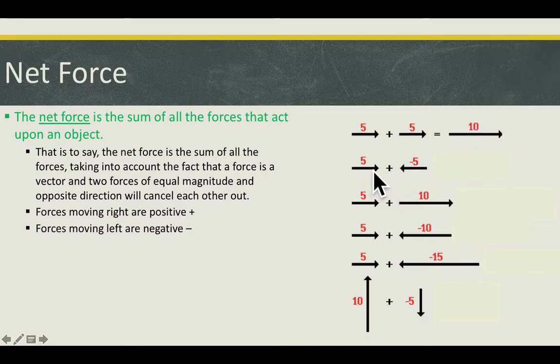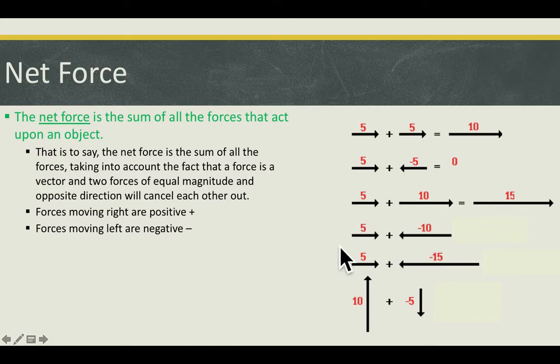This next one shows a situation where we have 5 newtons to the right and 5 newtons to the left. These two act in opposite directions, with different algebraic signs but the same magnitude, so when we add 5 plus negative 5, we get 0. This is an example of balanced forces. The next one, 5 newtons to the right, that's positive, plus 10 newtons to the right, which is also positive, gives us a really large 15 newton force also to the right.